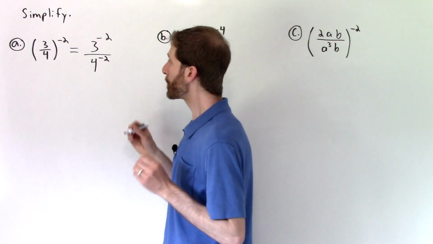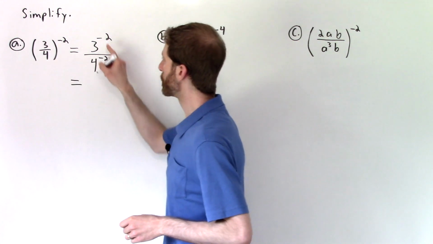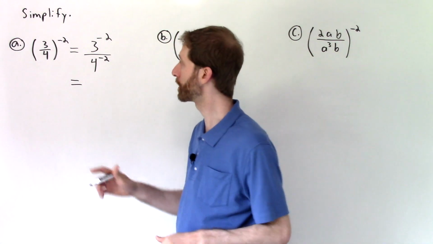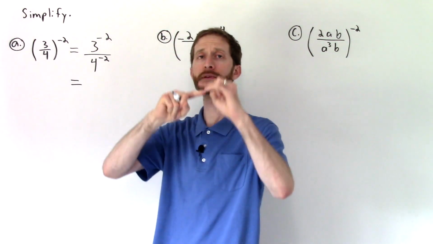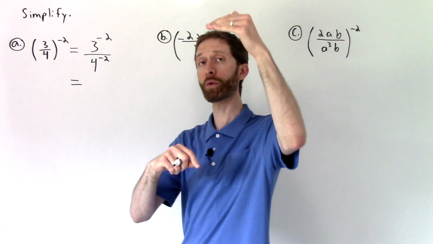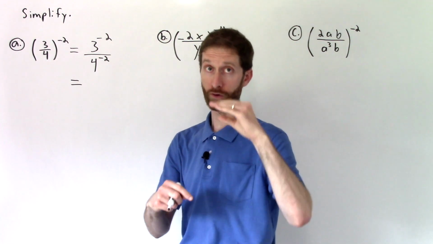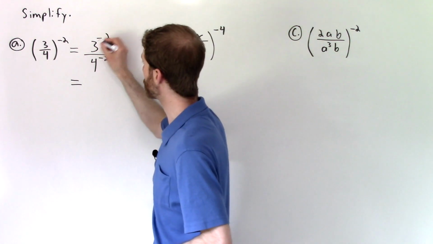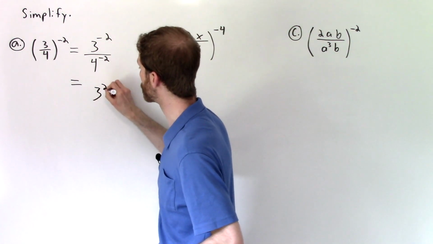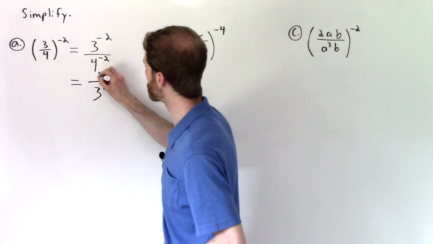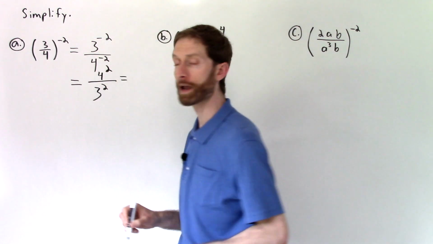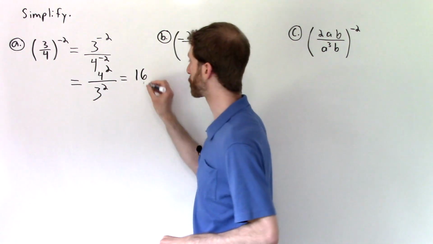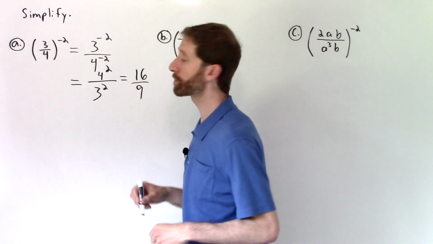Now, what we notice is that when we do that, you end up with everything being raised to a negative power, which means everything is going to end up in the opposite place that it started. If you're in the numerator, you end up in the denominator. If you're in the denominator to start, you end up in the numerator. So watch what happens. 3 to the -2 ends up in the denominator as 3 squared. 4 to the -2 ends up in the numerator as 4 squared. And now you end up with 16, 4 times 4, over 3 squared, which is 9. So you end up with 16 ninths.